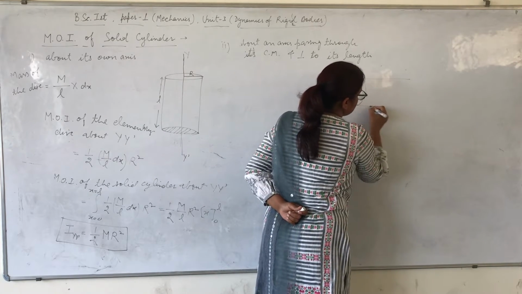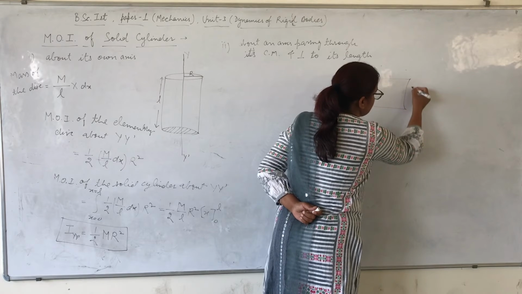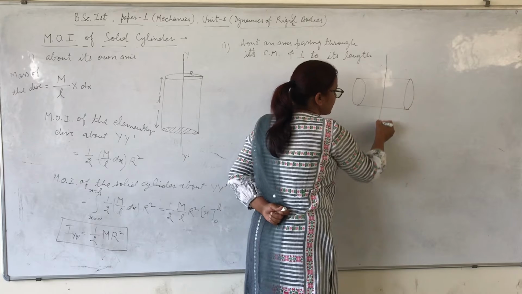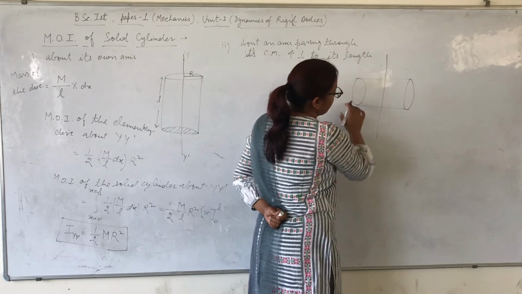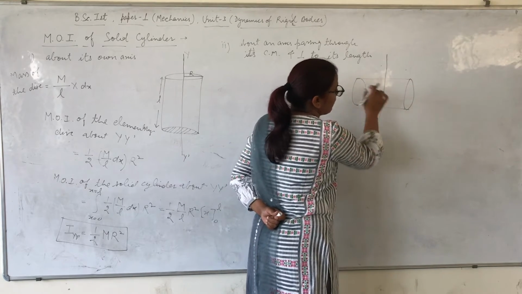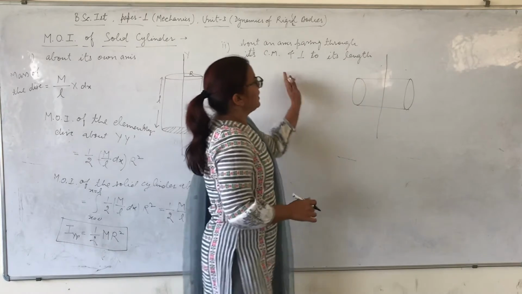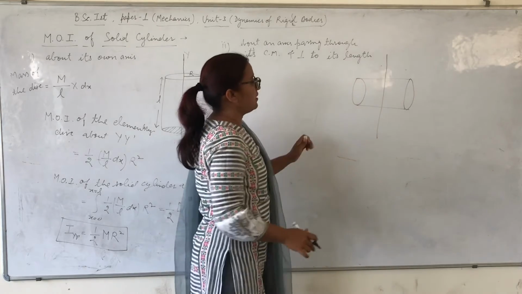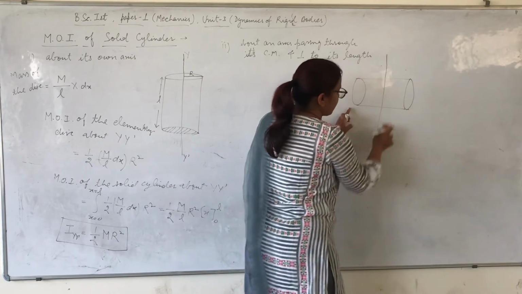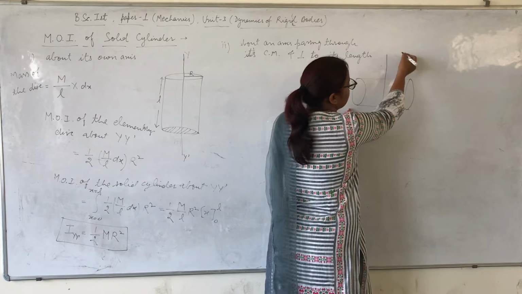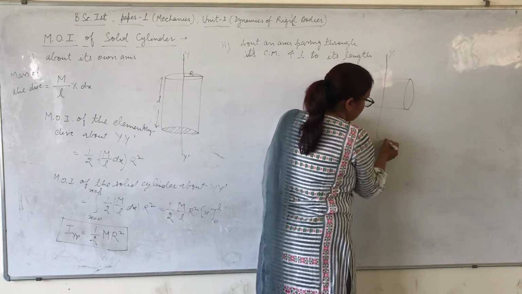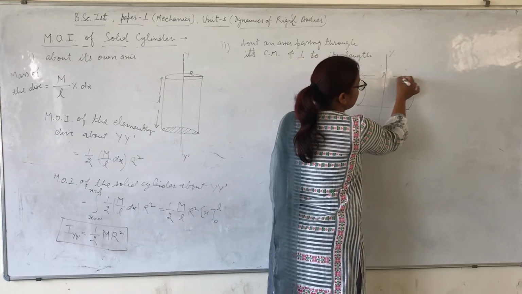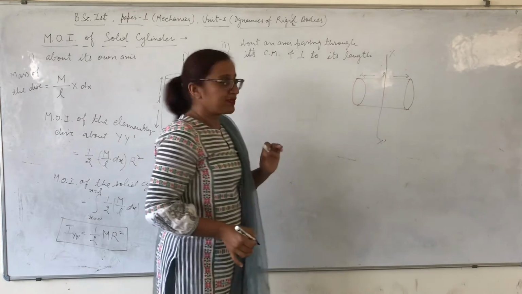This is a solid cylinder, and in this case this is our axis. The axis passes through the center of mass by symmetry, but it is not the axis of the cylinder; it is perpendicular to the length. Here I call this axis x dash, and it is perpendicular to its length. L is the length of the solid cylinder.